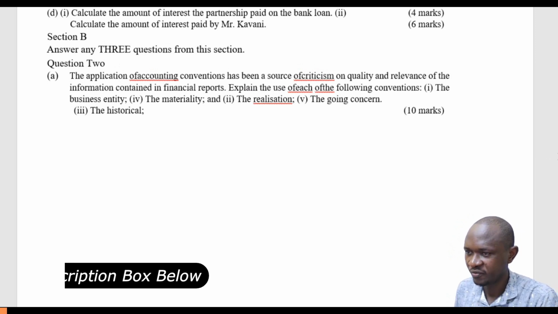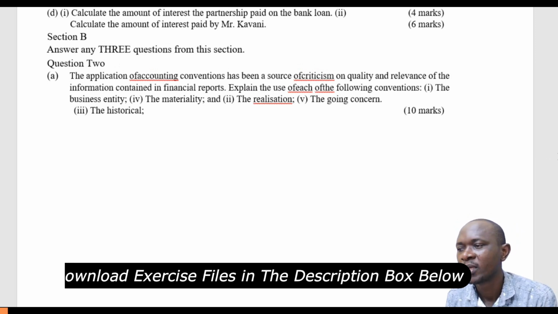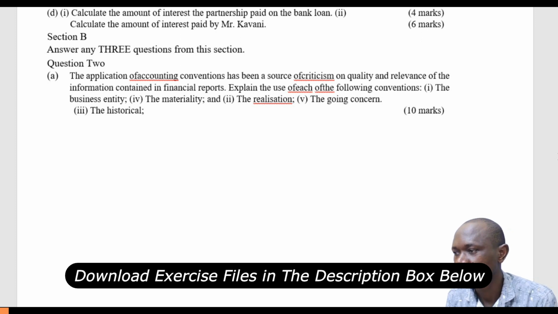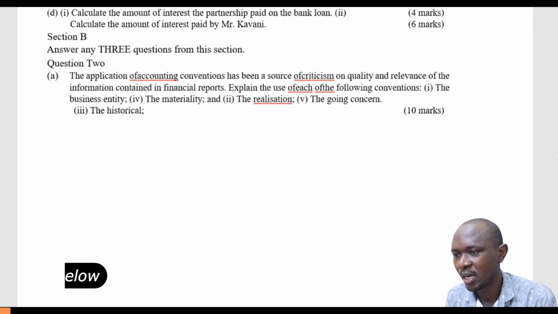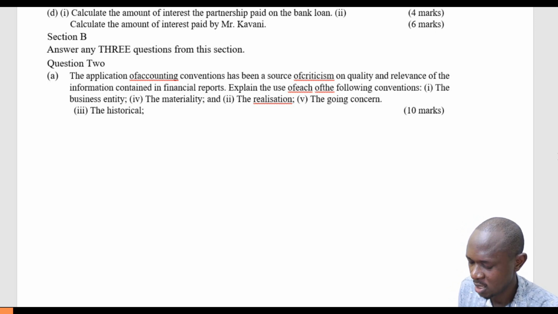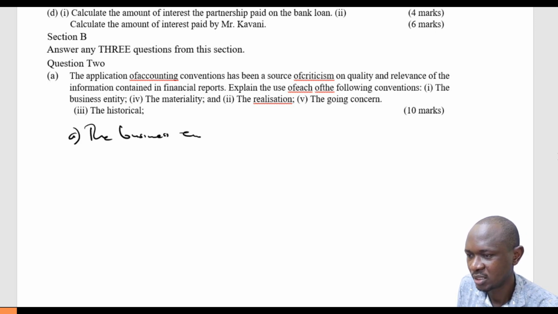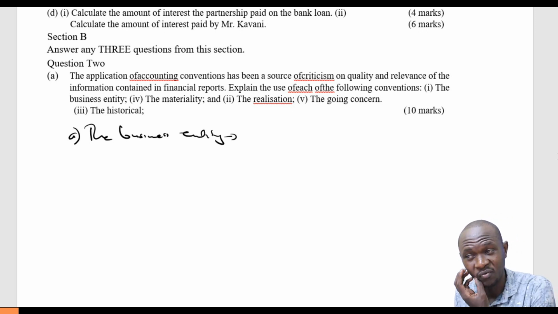The application of accounting conventions has been a source of criticism on quality and relevance of the information contained in financial reports. Explain the use of each of the following conventions. Number 1, the business entity. So yes, this is one of the conventions of accounting.